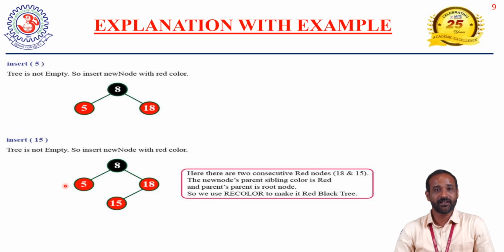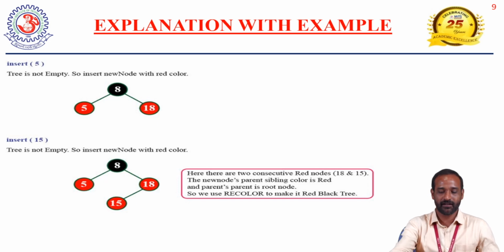And the parent's parent is root. Parent is 18, parent's parent is root 8. That means the parent's parent is root. So we use recolor to make it a red black tree. Here, the new node is 15, the new node's parent is red, the parent's sibling is red, and the parent's parent is root. So we balance the tree with the help of the recolor operation.